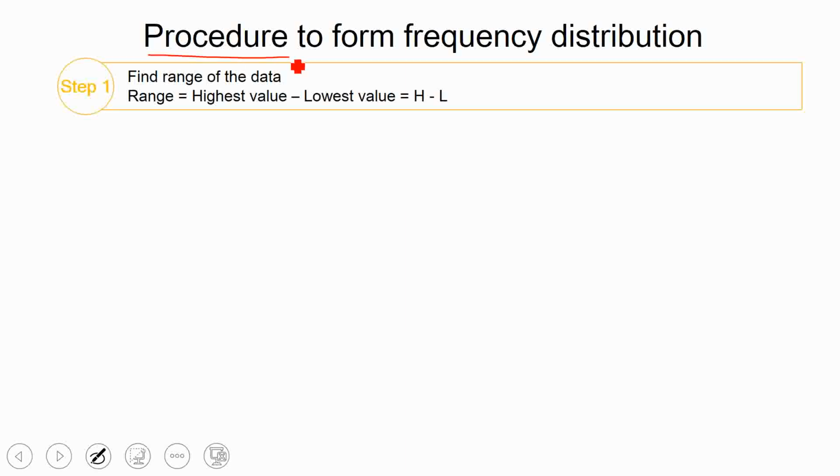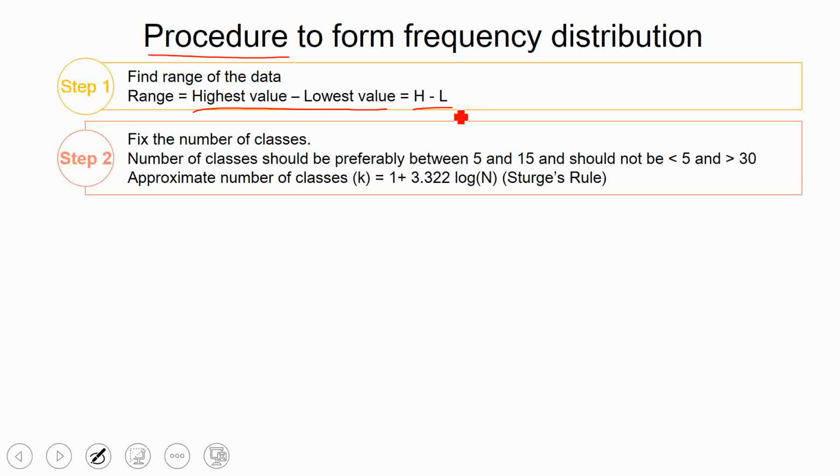So the first step is to find the range of the data. Here range is equal to highest value minus lowest value, which can be abbreviated as H minus L. Step 2 is to fix the number of classes. The number of classes should be preferably between 5 and 15 and should not be less than 5 or greater than 30. Approximate number of classes K is equal to 1 plus 3.322 log N according to Sturges' rule. Here capital N is equal to total number of observations.